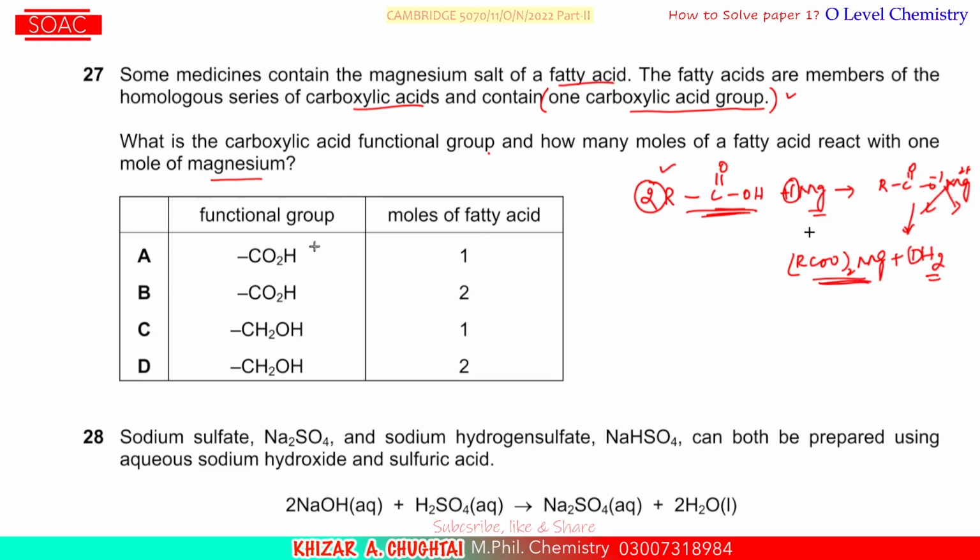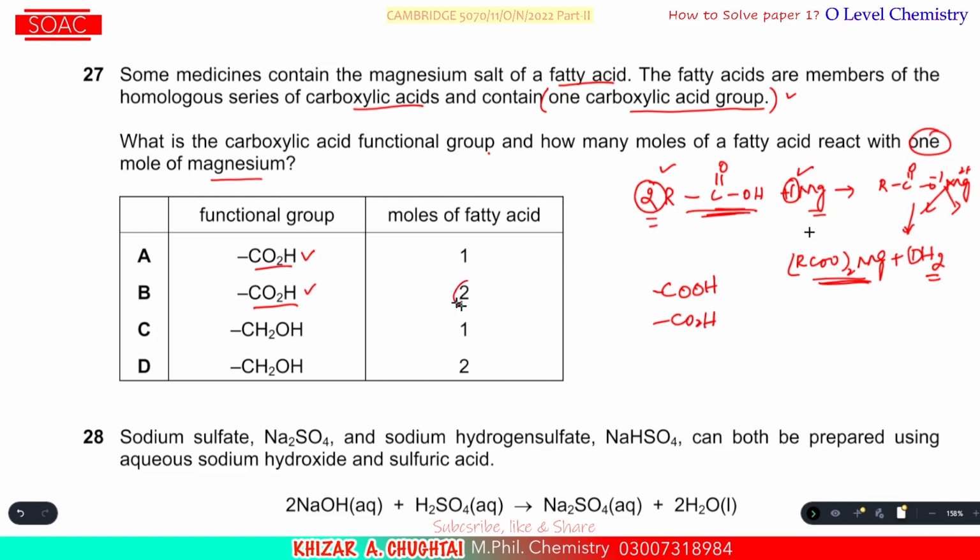So which one is the carboxylic acid group, A, B, C or D? This is the carboxylic acid. The carboxylic acid group can also be written as COOH or CO2H, so either A or B may be the correct option. How many moles of the fatty acid are required with respect to 1 mole of magnesium? 2 moles are required. So B is the correct option.